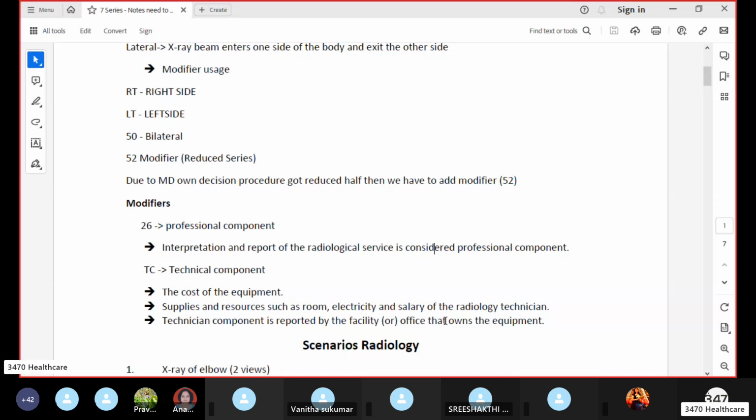Okay, so you need to know clearly when to use it. If interpretation is given, it is the 26. We are billing for the equipment, electricity, radiology technician who has the equipment, for that we are paying, meaning it is TC.